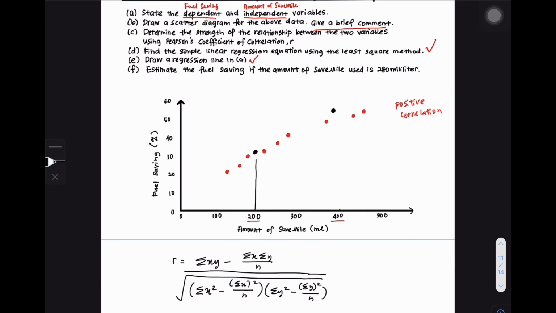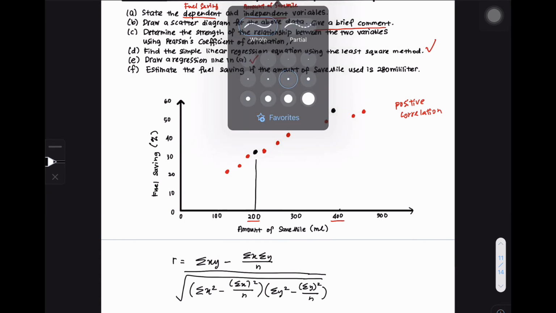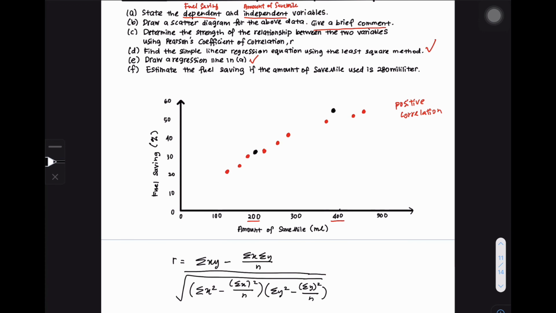Sekejap saya padam dulu garis ni. Okay, sambungkan sahaja kedua-dua line ini dengan garis lurus. Dia mesti garis lurus. Okay, sambungkan dua line ni guna pembaris. Dua titik ni. Dia akan dapat garis lurus. So, garis ini kita panggil dia sebagai regression line. Okay, maksudnya garis ini yang duduk paling hampir dengan almost all the data.